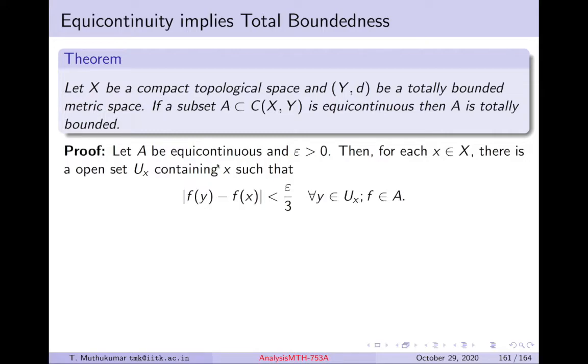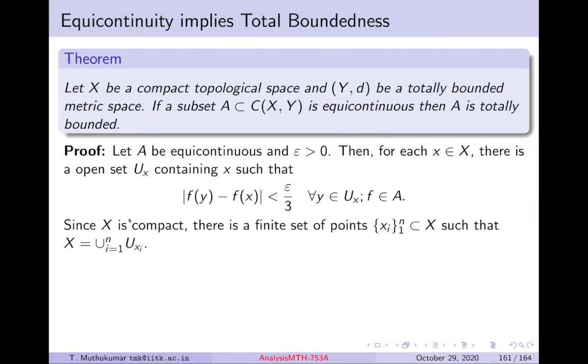And you can do this for every x in capital X, because it is equicontinuity at every point of X. Since you can do this for all x in X, you get an open set U_x, and the U_x running over all x in capital X forms an open cover of this topological space X. But X is compact, so that open cover will admit a finite subcover. So there is a finite set of points x_i in X such that X can be written as the finite union of these open sets, by compactness of X.